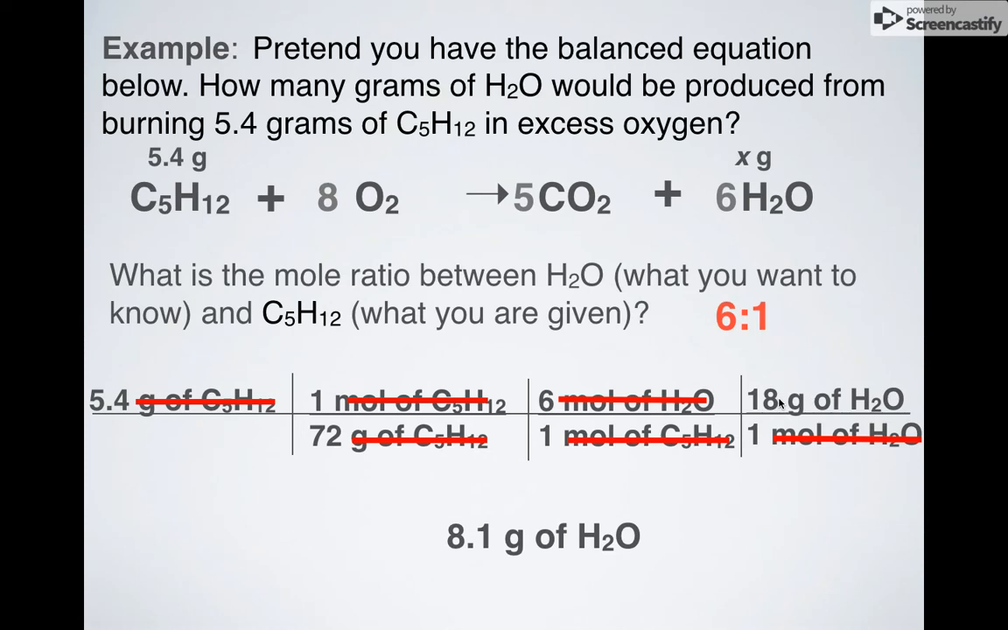grams of H2O. So if I start with 5.4 grams of this stuff and I burn it, I get 8.1 grams of this. Why is that useful to me? I can weigh this. Why is this useful to me? I can also weigh this. And I know I'm supposed to get 8.1 grams. So if I don't get 8.1 grams, either something went wrong, or I didn't weigh this very accurately when I was trying to weigh it.